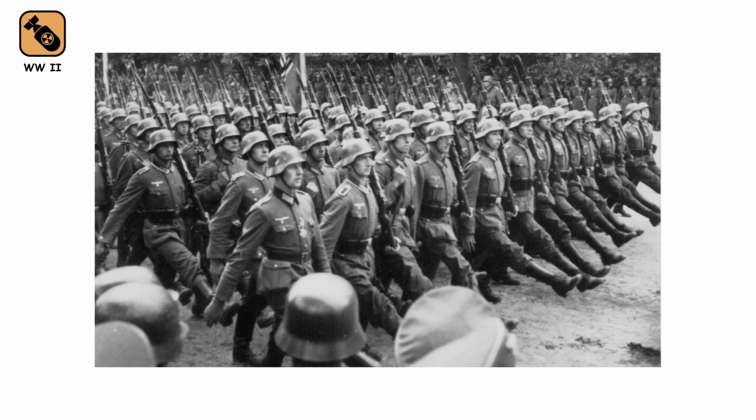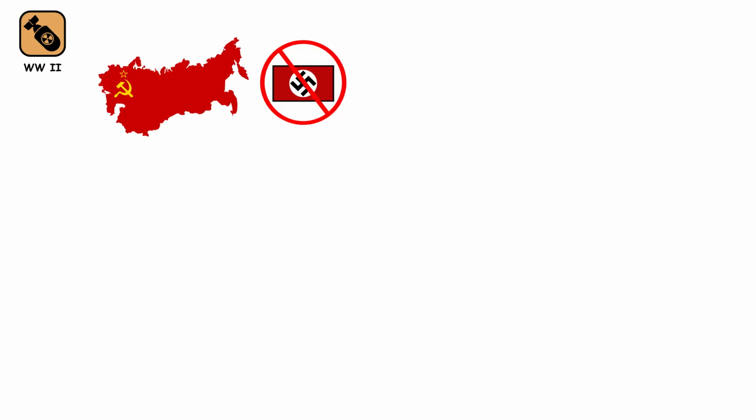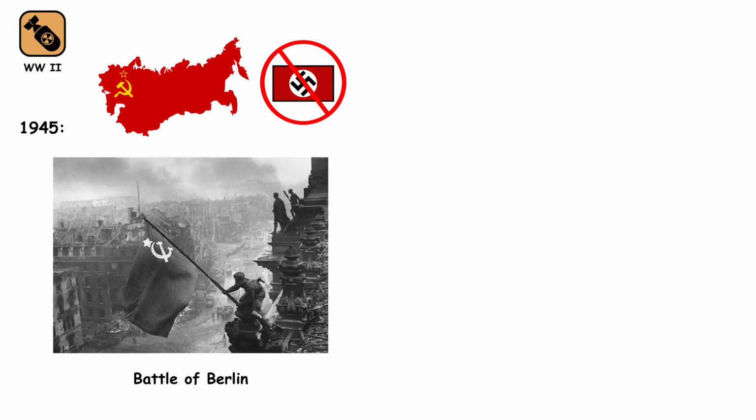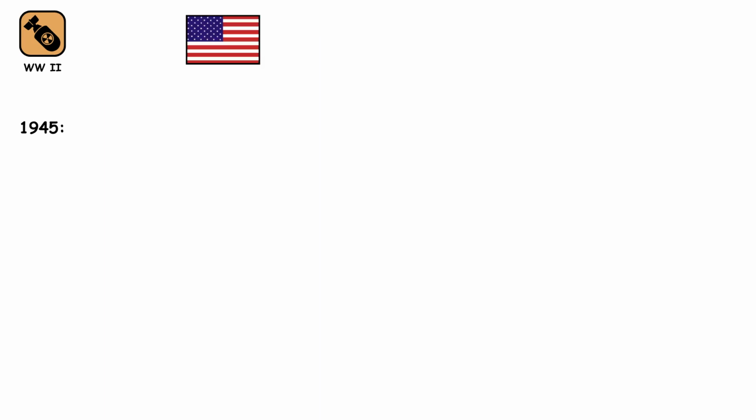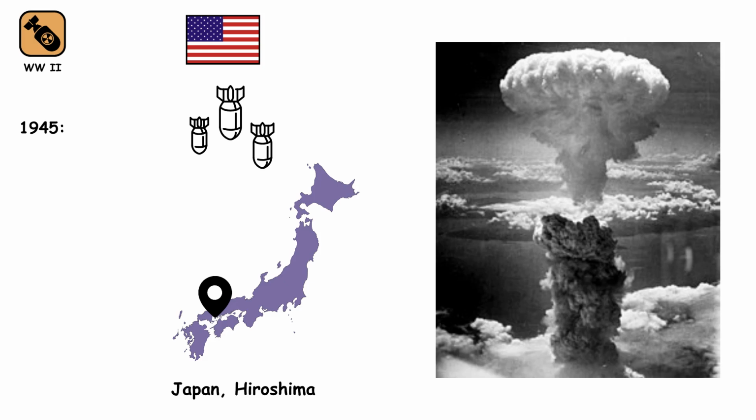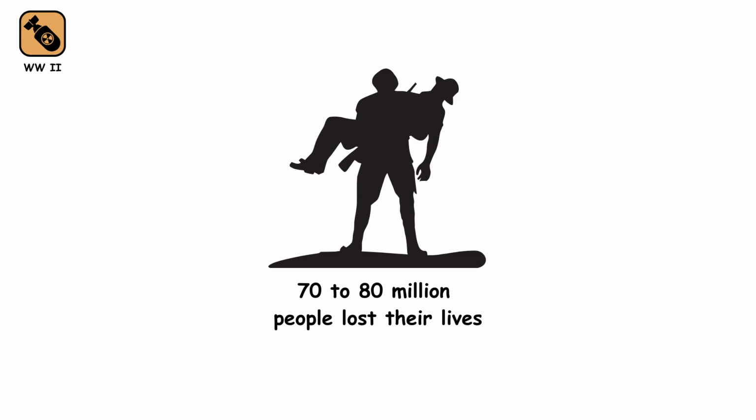Finally, after several years of war, Germany was defeated by the Soviet Union, and in 1945, Berlin was captured by the Soviet Union. Hitler committed suicide, and Germany surrendered. In the same year, the United States dropped the atomic bomb on Japan, causing Japan to surrender. It is estimated that 70 to 80 million people lost their lives.